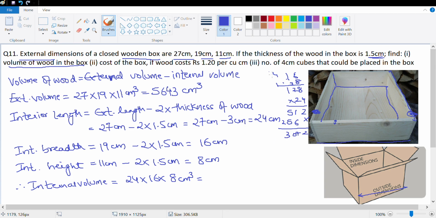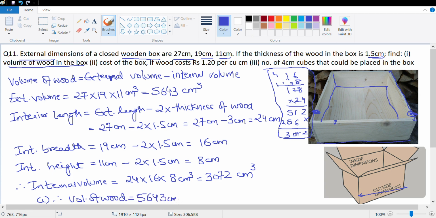I will draw a line so that we know this is our rough calculation. So this is 3072 centimeter cube. Therefore, this is our first part of the answer. Volume of wood is equal to exterior volume, which is 5643 centimeter cube minus 3072 centimeter cube.